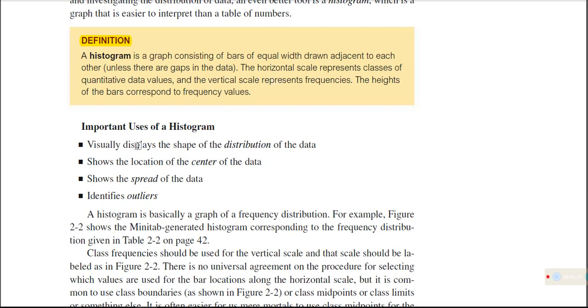Okay? So, important uses of a histogram. Visually displays the shape of the distribution of the data. Kung meron kang histogram, since bar siya, makikita mo kaagad kung magsasatisfy ba siya. For example, ganito yung itsura nung dataset mo. Parang makikita mo kaagad kung normal ba yung distribution mo or not.